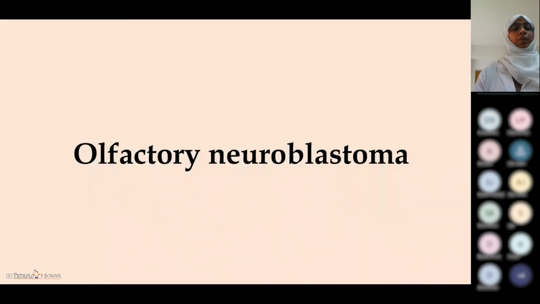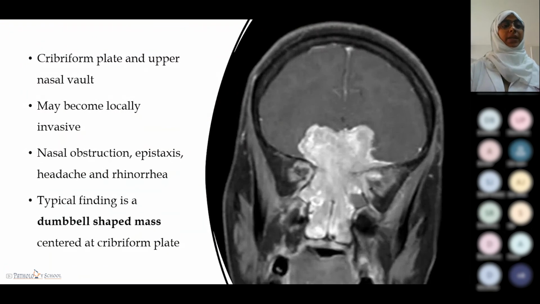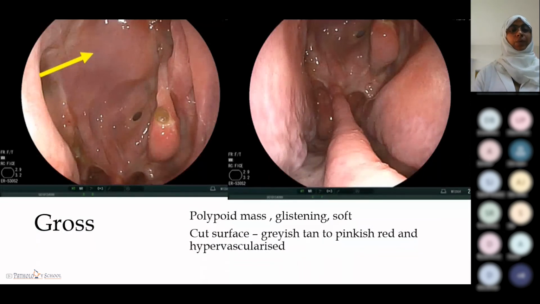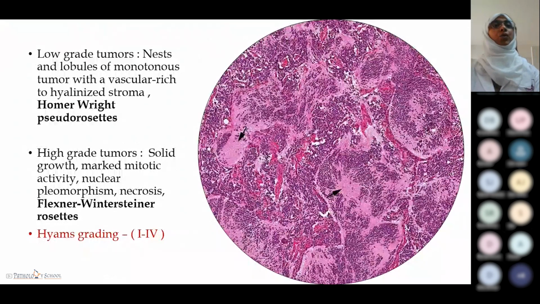Now the olfactory neuroblastomas. These tumors present in the cribriform plate as a dumbbell-shaped mass, locally aggressive. Grossly, these are polypoid masses with a glistening surface, and the cut surface is hypervascularized, grayish tan to pinkish. Now there are two types of these tumors, either low grade or high grade.